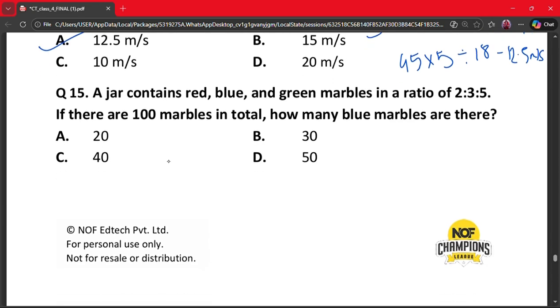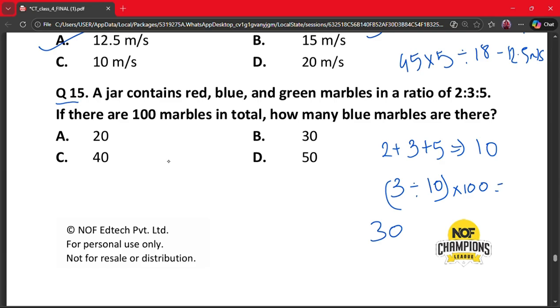Our next question is question number 15. A jar contains red, blue and green marbles in a ratio of 2:3:5. If there are 100 marbles in total, how many blue marbles are there? A 20, B 30, C 40 and D 50. So total parts are 2 plus 3 plus 5, which is equal to 10. So the blue part is 3. So blue marbles are 3 divided by 10 into 100, that is 30. When we solve this, it gives us 30. So our correct answer is option B.